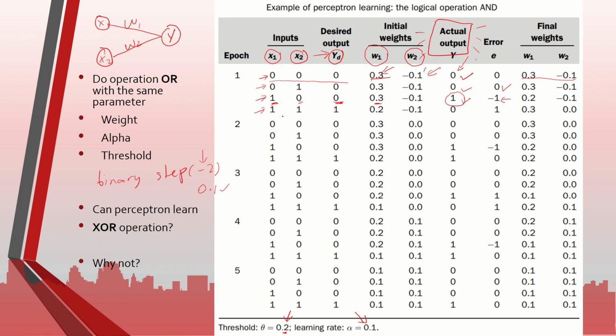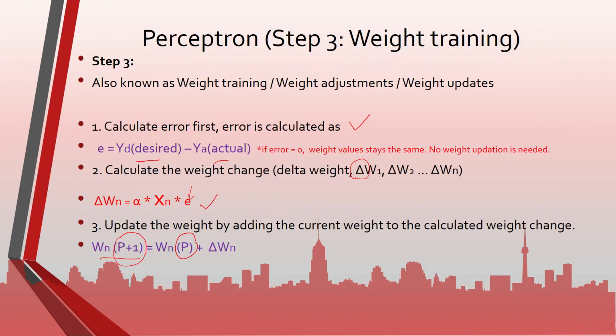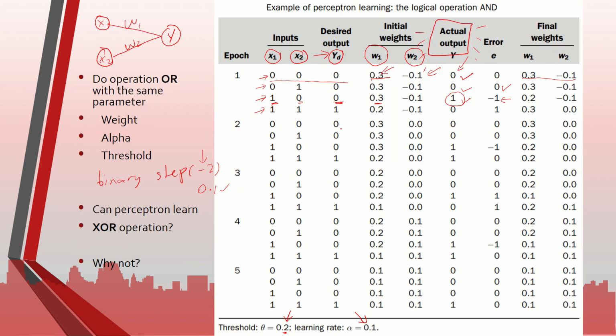So the error is calculated as desired minus actual, like this one. Desired minus actual. That's the reason we get a negative 1 error here. After we have calculated the error, the final weight is calculated as the current weight plus the weight change. The weight change is calculated as alpha, which is 0.1, times the input, which is 1, times the error, which is -1. So we'll get the value of negative 0.1. That value is then added to the initial weight, and we'll get the final weight value of 0.2.